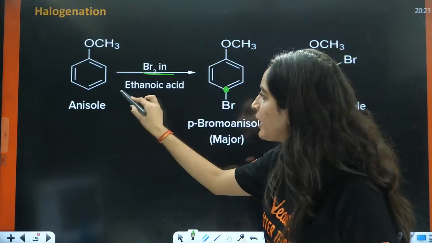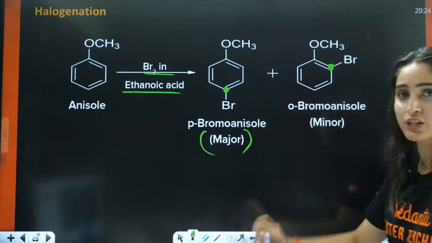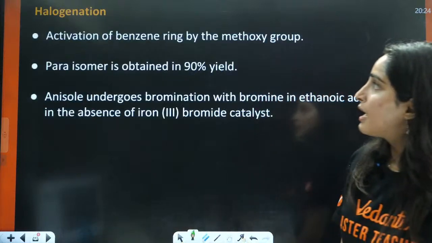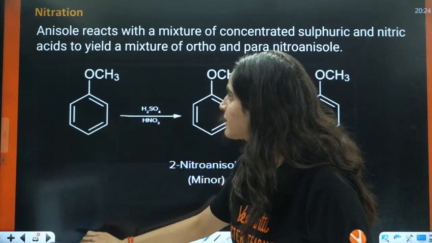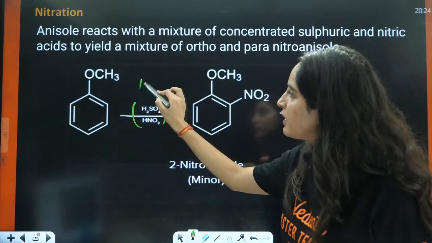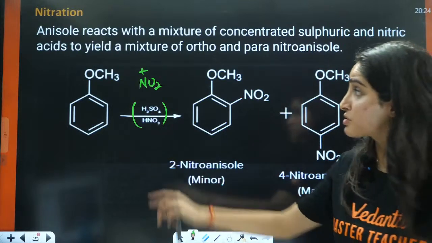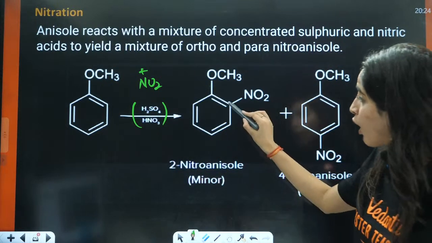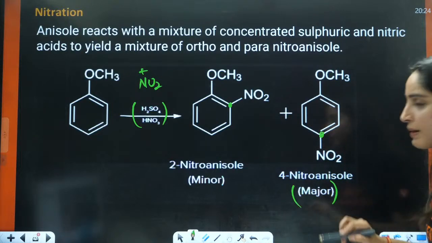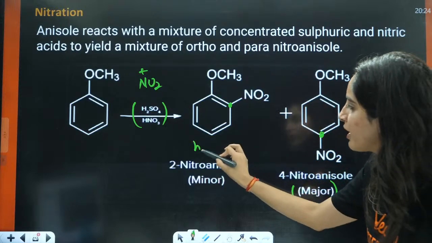You have Br2 in ethanoic acid, ortho and para are substituted, where para is the major product because there is no hydrogen bonding. Next is anisole with H2SO4 and HNO3. Here the electrophile will be NO2 positive because it is a nitrating mixture. Then ortho and para will be substituted. Here also para will be major because there is no hydrogen bonding.